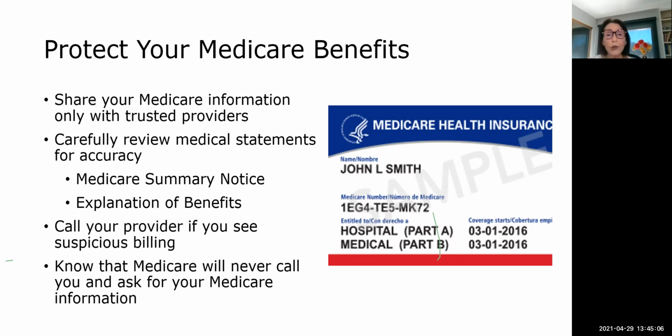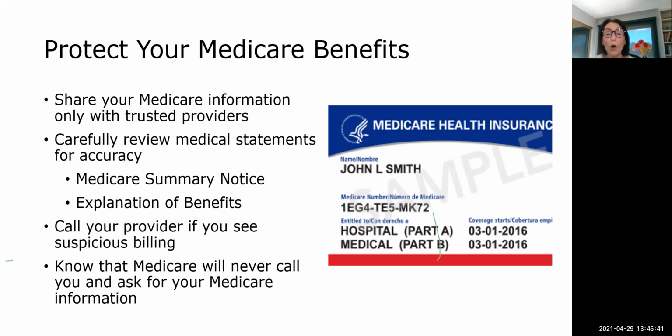Only share it with trusted doctors, trusted laboratories, trusted medical equipment suppliers. You don't take it out of your wallet and show it to somebody who comes up to you in the shopping center and says, boy, have I got a great deal for you. Okay? All right.